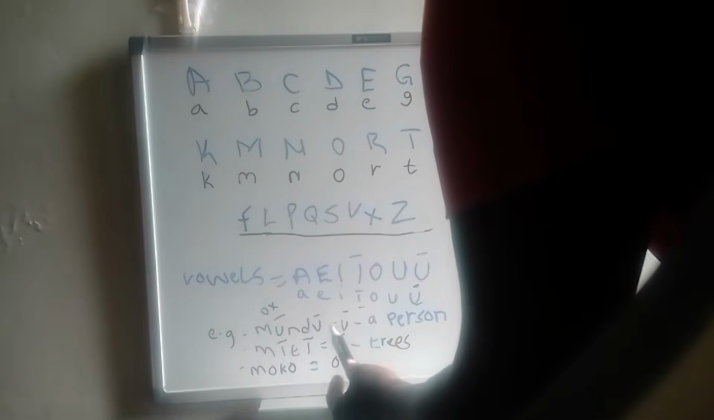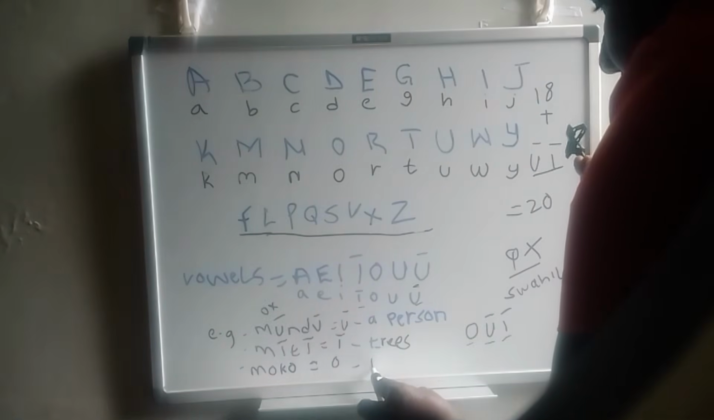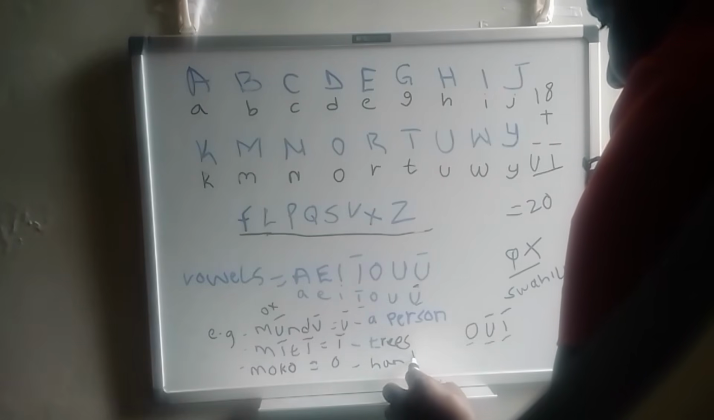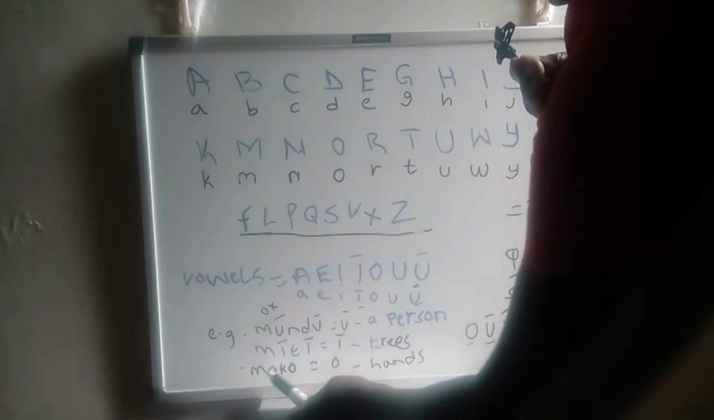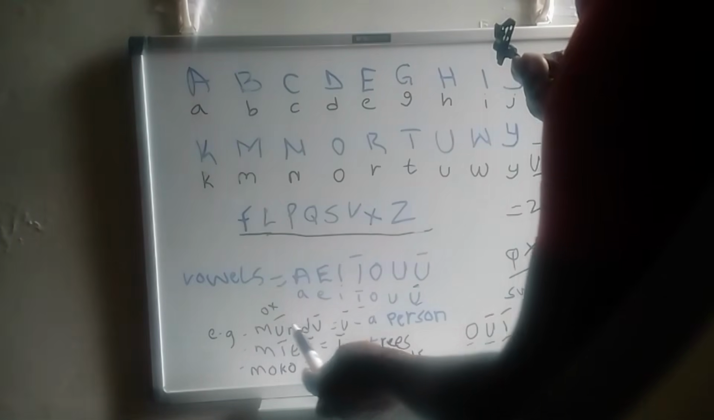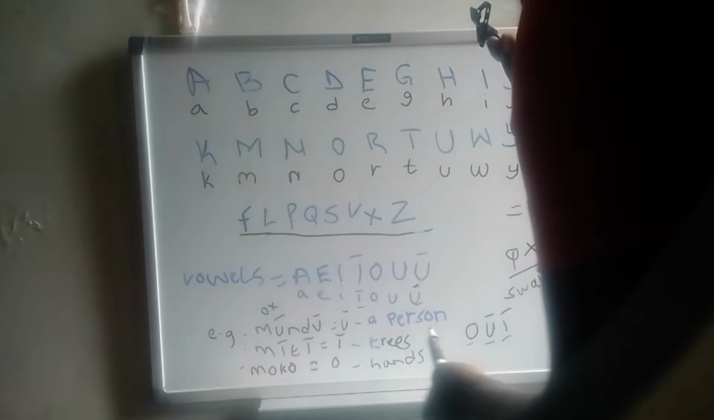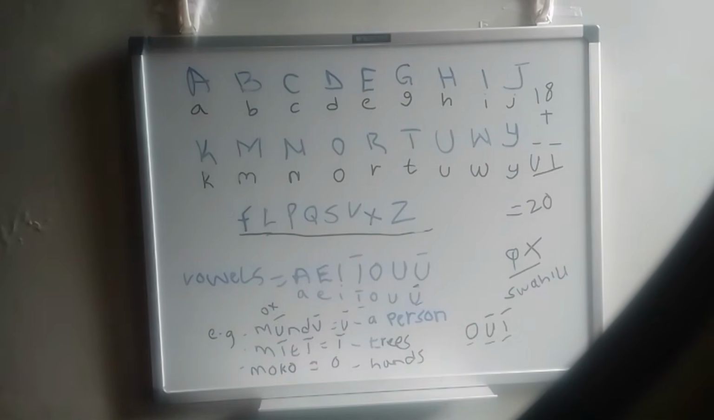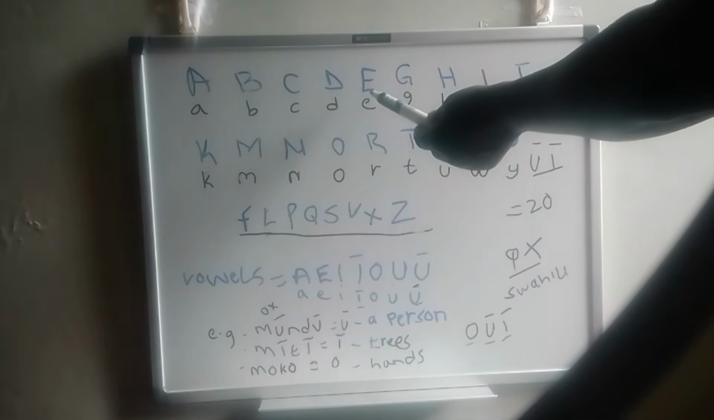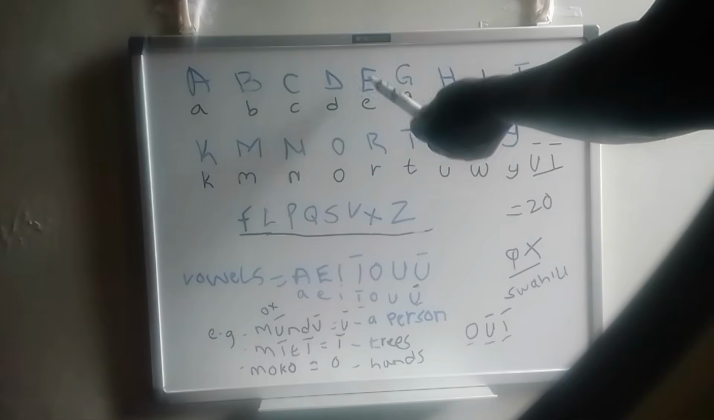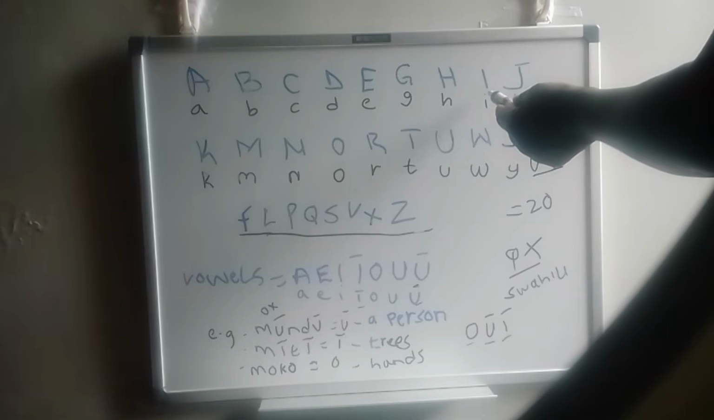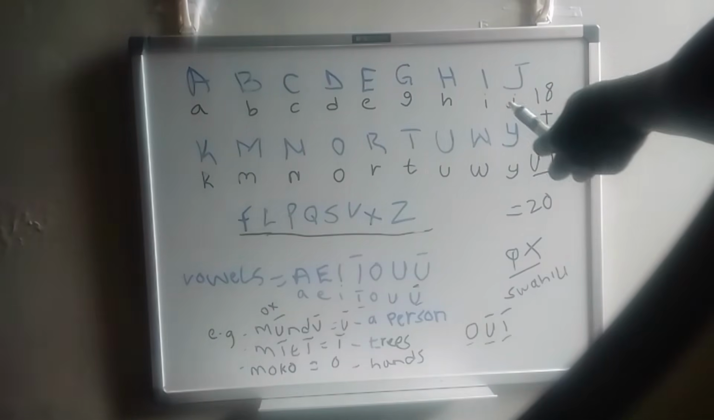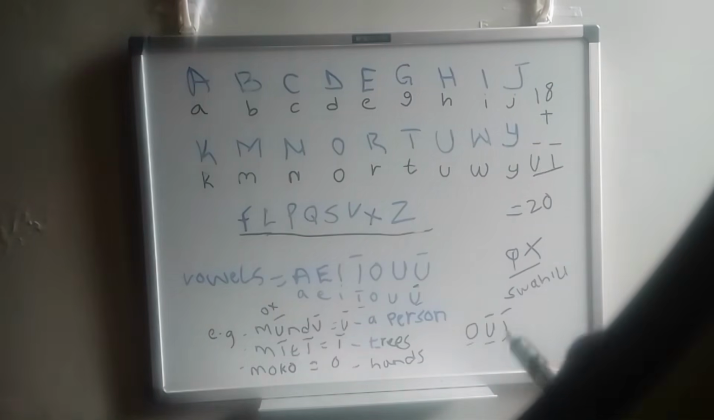Moko. Hands. Hands in Kikuyu. So, O. Moko. A. Mete. O. Modo. So, you must differentiate those 3 letters. And this letter is always a in Swahili or in Kikuyu. In Swahili or in Kikuyu, this is e, not I. It's e. Always like that.